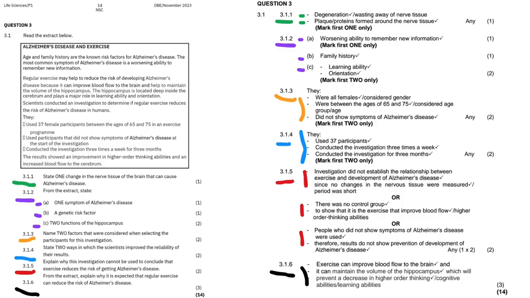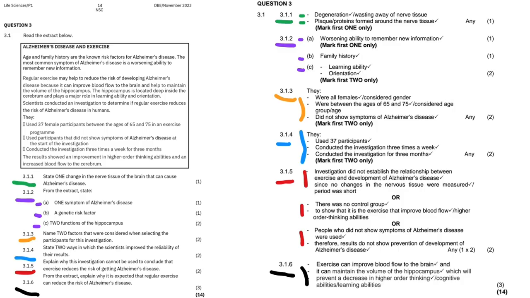Question 3.1.1. State one change in the nerve tissue of the brain that can cause Alzheimer's disease. The answer: degeneration or wasting away of nerve tissue, or plaque or proteins formed around the nerve tissue. You're only required to give one answer.